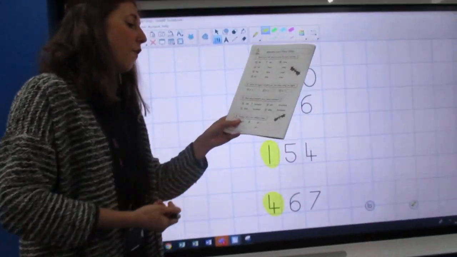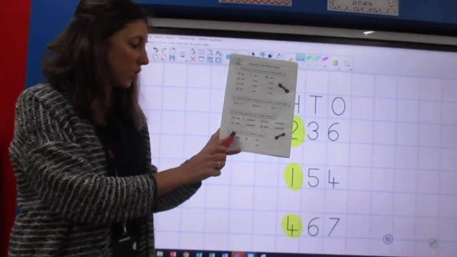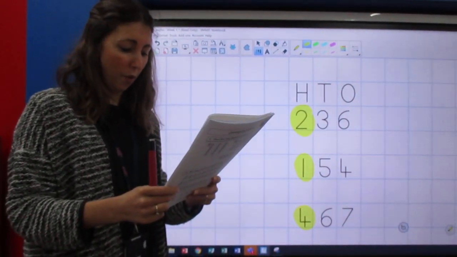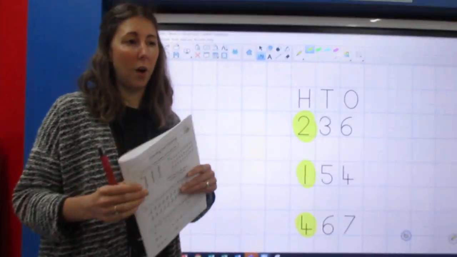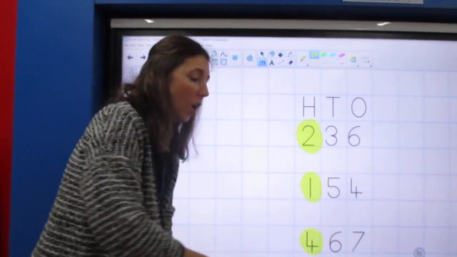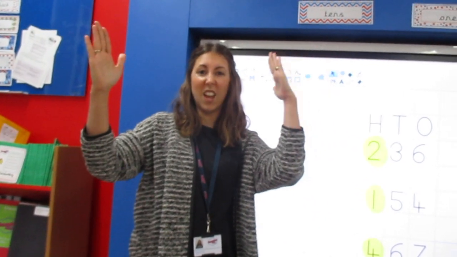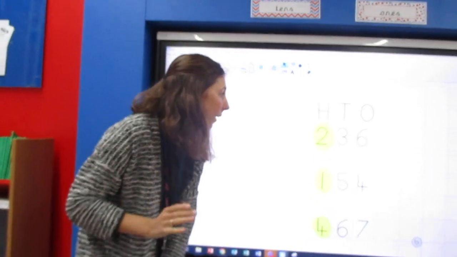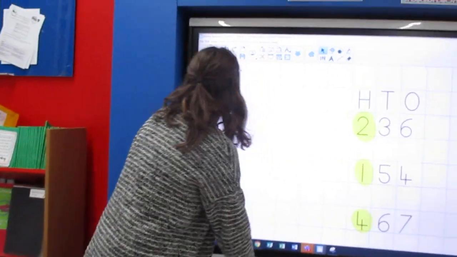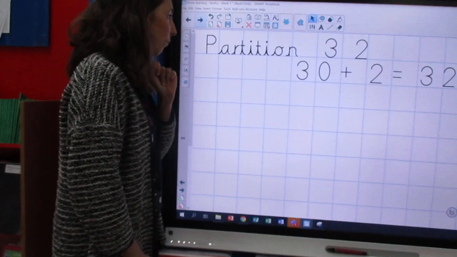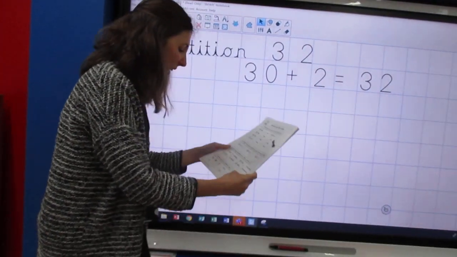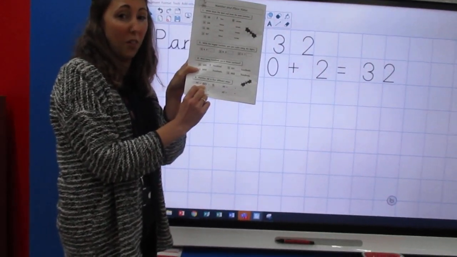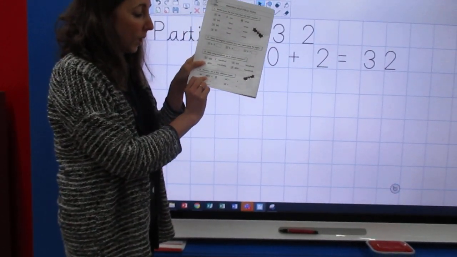Then question 4 for today, our last question, says partition 45 in 4 different ways. Now, I bet you will remember that when we talk about partitioning, we want you to split up the number into the tens and the ones. Okay, now I've done this one on my board with a different number to show you. So this time I'm partitioning 32.